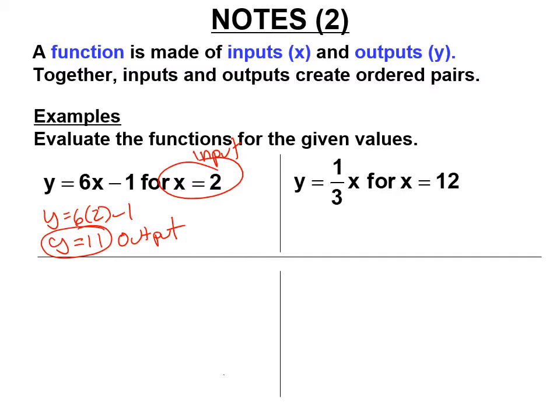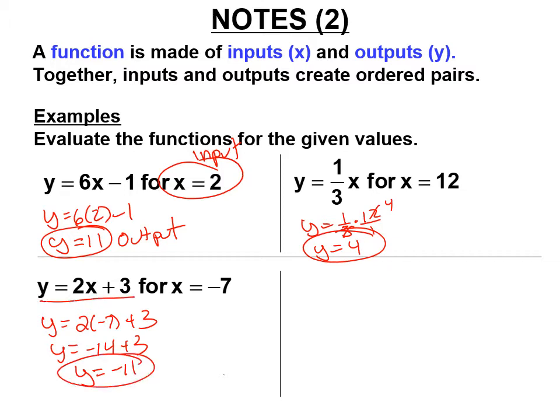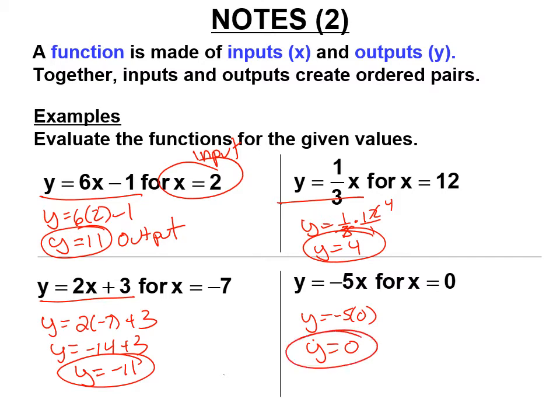All right, try that one. So our input is 12, and then you do 1/3 of 12, and our output is y equals 4. Our input here is negative 7. And our output, negative 14 plus 3, our output is negative 11. So notice these are called functions. And this function is y equals negative 5x. And this one, the input is 0. And the output is also y equals 0.